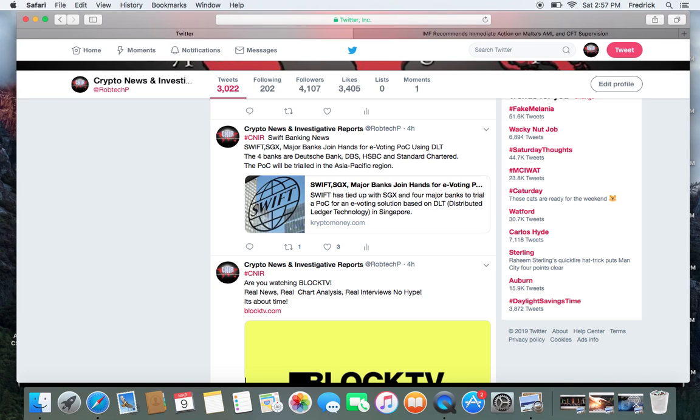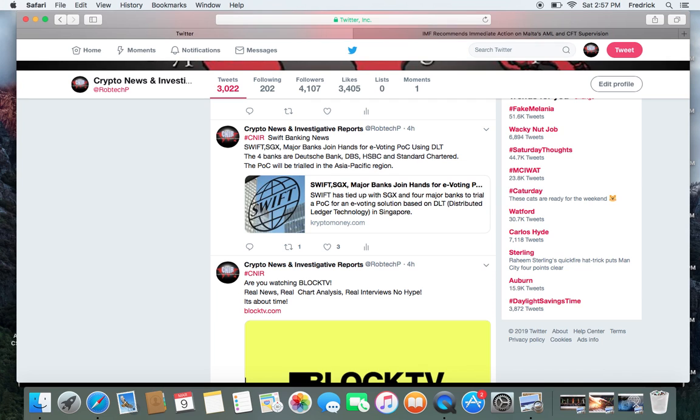The proof of concept, the POC, for corporate shareholders e-voting using distributed ledger technology will be rolled out for Singapore by SWIFT, a global messaging service provider for financial institutions, in collaboration with the Singapore Exchange, SLIB, a security software provider, and four banks. This was announced by SWIFT in a press release on March 6th. So that's what they're doing.